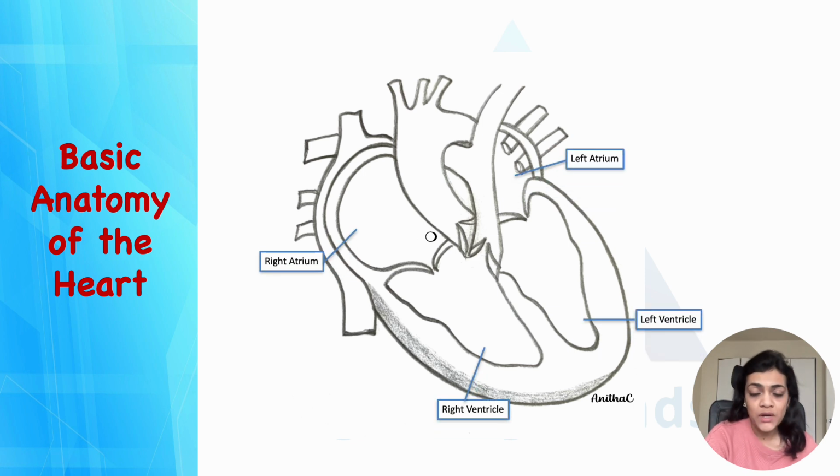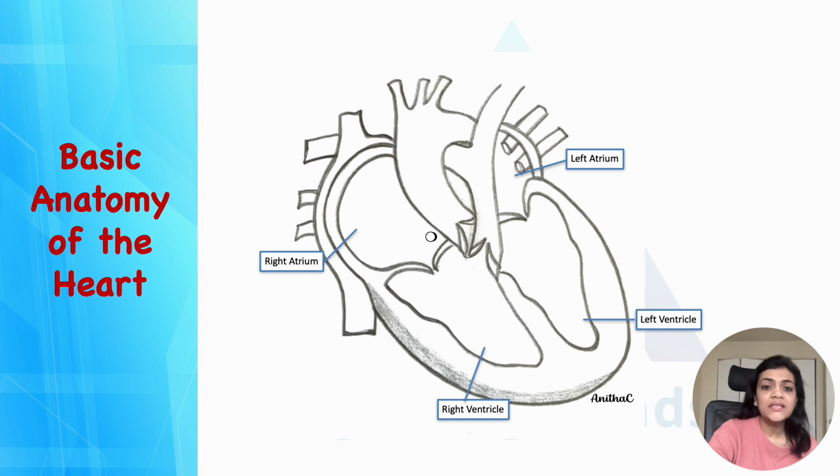The heart's basic structure consists of 4 chambers surrounded by muscular walls. The 2 upper chambers are called the atrium, or the atria in plural, the right atrium and the left atrium, and the 2 lower chambers are called the right ventricle and the left ventricle.